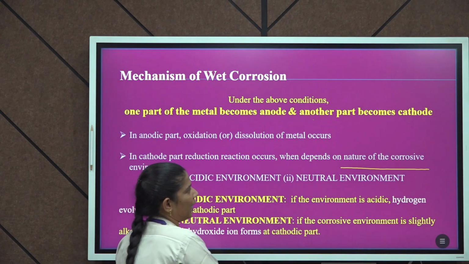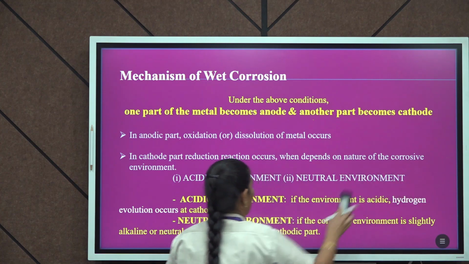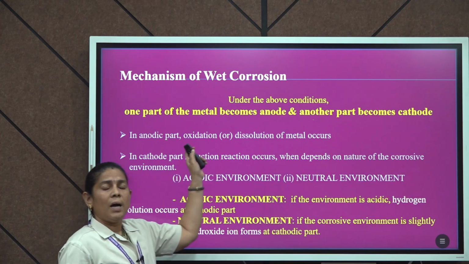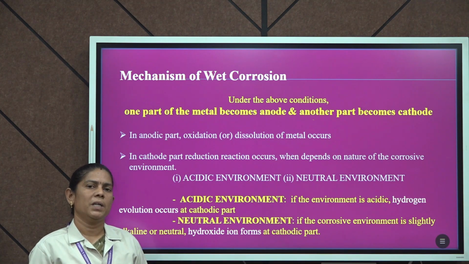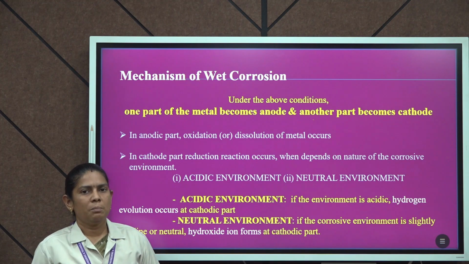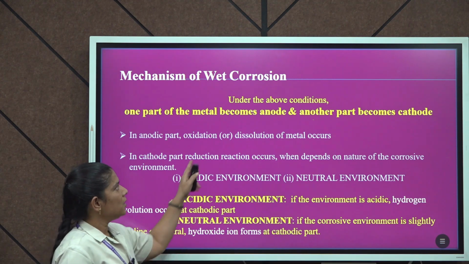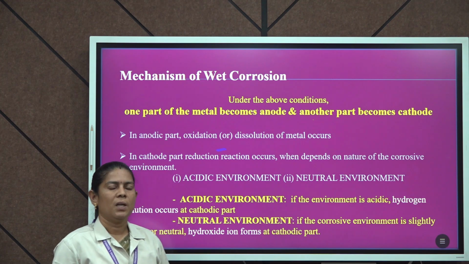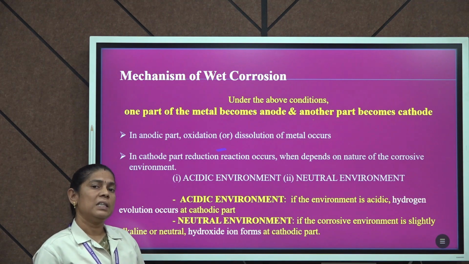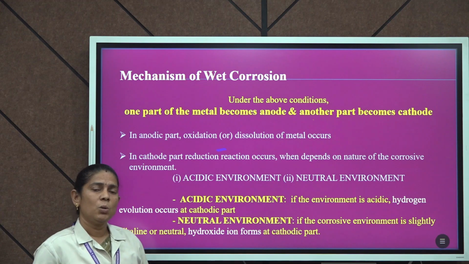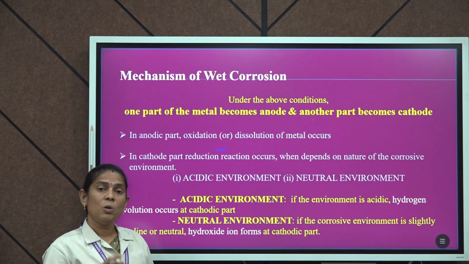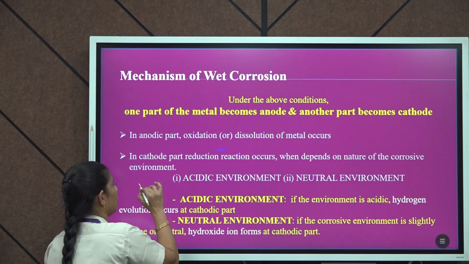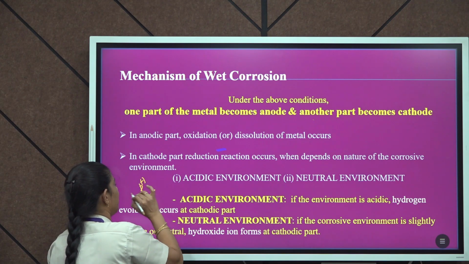Now, we will see the mechanism of wet corrosion. Under the above conditions, one part becomes anode and another part becomes cathode. At the anodic part, oxidation occurs, so dissolution of the metal occurs. The other part acts as cathode, where a reduction reaction occurs, which depends on the nature of the environment. This corrosive environment, the electrolyte, plays a vital role.